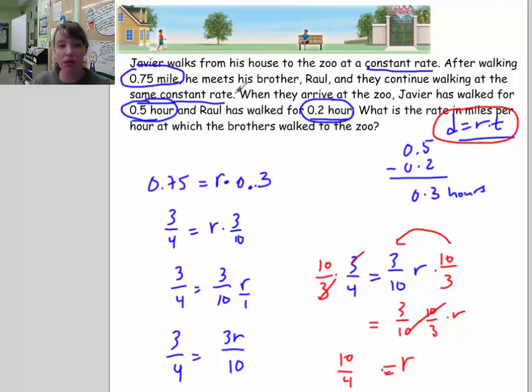Now, this only worked because they walked at the same constant rate that Javier walked before he met Raul. That meaning that the 3/10 of an hour that he walked before he got to Raul, I can solve for that rate, and it's going to be the same rate that the brothers walked to the zoo at. Otherwise, we're going to have to use a more complicated system of solving to get the actual answer here. But the answer here is Raul and Javier walked 2.5 miles per hour to get to the zoo.